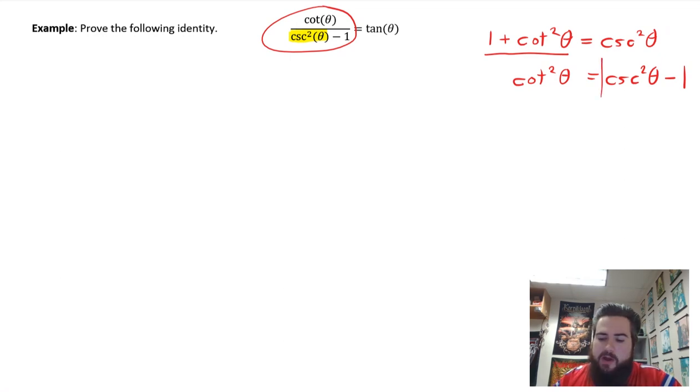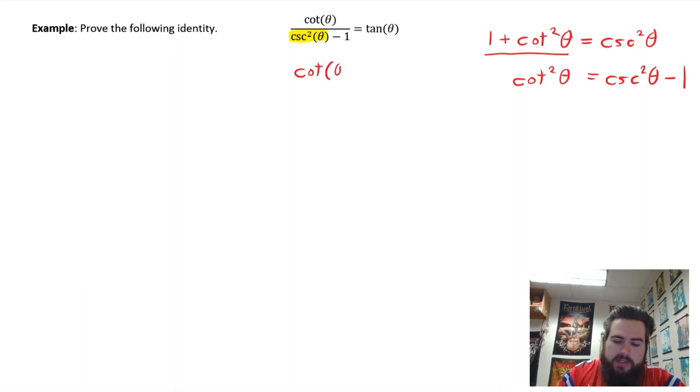That means I now should be able to take this expression of cosecant squared of theta minus 1 and replace that with cotangent squared of theta. So that is what I'm going to do here. In my first step for this identity, I will replace the denominator with cotangent squared of theta. I will keep the right side as it is, tangent of theta.